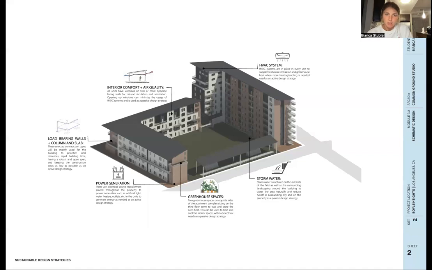For my active strategies, HVAC system, obviously, when we need more heating and cooling than the ventilation can provide. The power generation, obviously having electrical sources to power the lights and all electrical needs in the unit. And then my loading on the site is those load-bearing walls, column and slabs, which will be seen later.